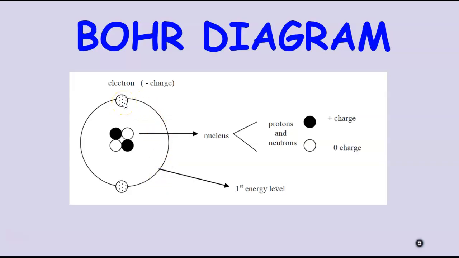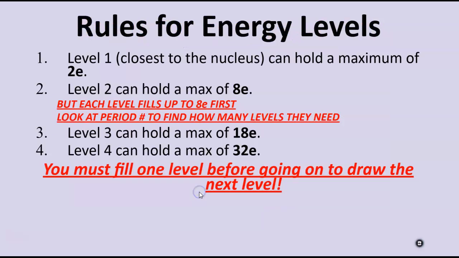Okay, when you are in higher level chemistry, we will call them orbitals. Now for our purposes, we know that the closest ring or the closest shell to the nucleus is the first energy level. All right, so now these are the rules for the energy levels in filling the electrons. First rule is that level 1, the first electron shell, is closest to the nucleus. It can hold only a maximum of 2 electrons. Okay, level 2 can fill to a maximum of 8.